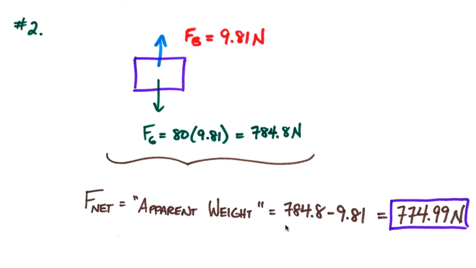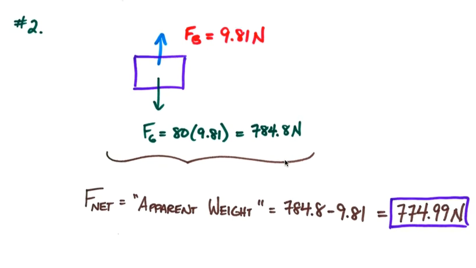I'm no longer feeling 784.8 newtons. I'm feeling a little bit lighter, or this block is feeling a little bit lighter, because it has this upward force that makes its apparent weight, or the weight that it feels, slightly less. The block still weighs 784.8 newtons, but if this was a person, they would feel a little bit lighter because they would perceive their weight to be about 774.99 newtons. And that's simply found by finding the net force acting on this block.